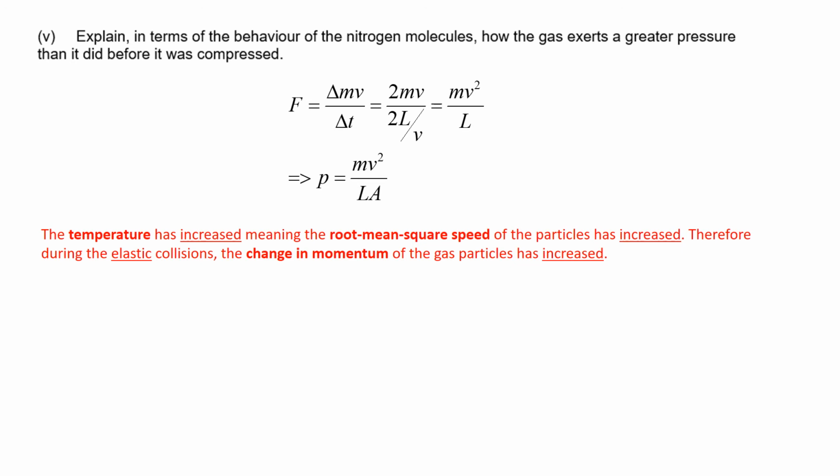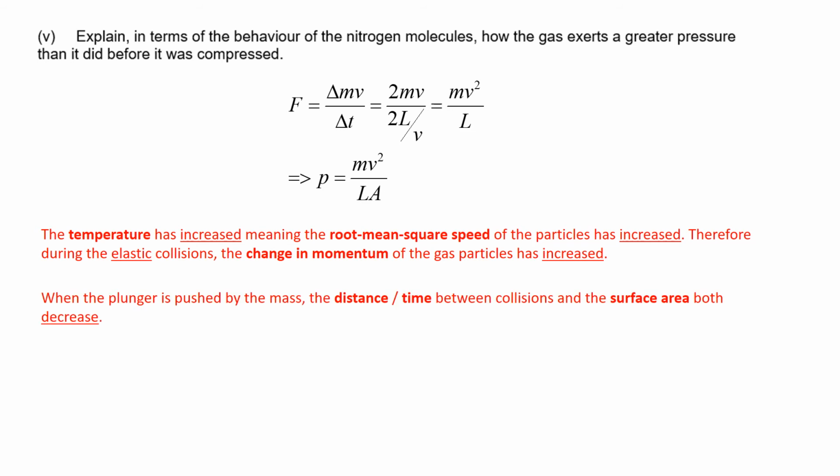So we can see that the temperature increased from 1 to 2, which means the RMS speed of the particles has gone up. So during the elastic collisions, the change in momentum of the gas particles has increased. So the mv squared term will have increased. As we push down the plunger, the distance the gas particles have to travel, or the time between collisions, must decrease, and the surface area in which they're colliding would decrease as well. And all three of those things would increase the pressure of the gas on the syringe.